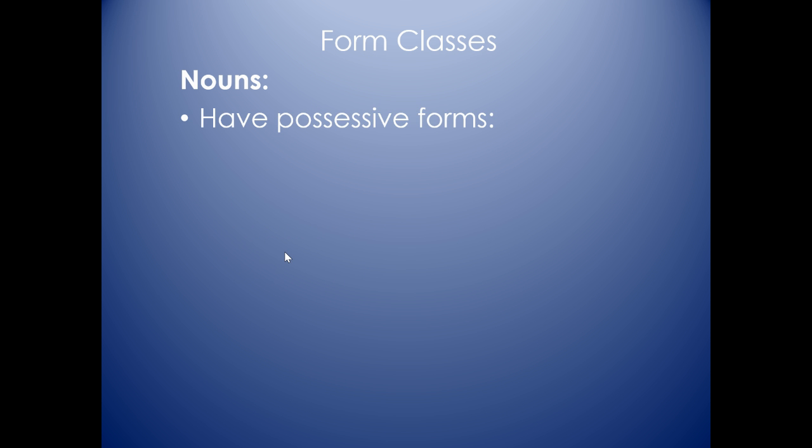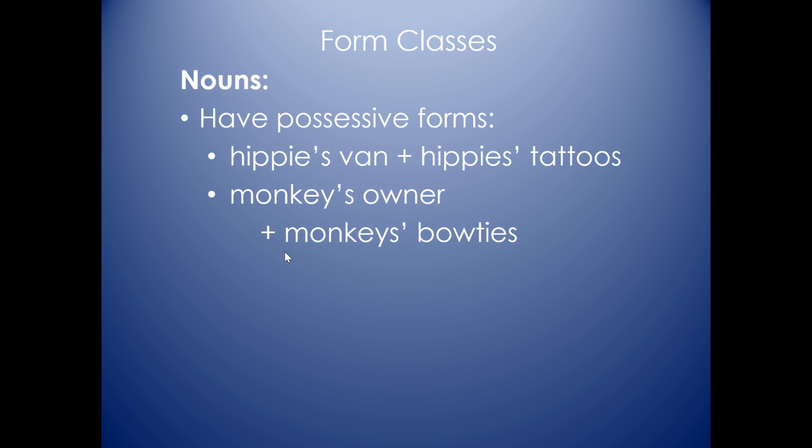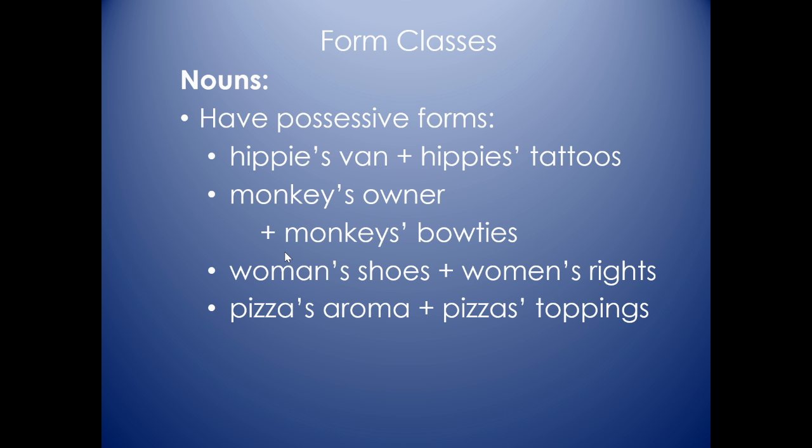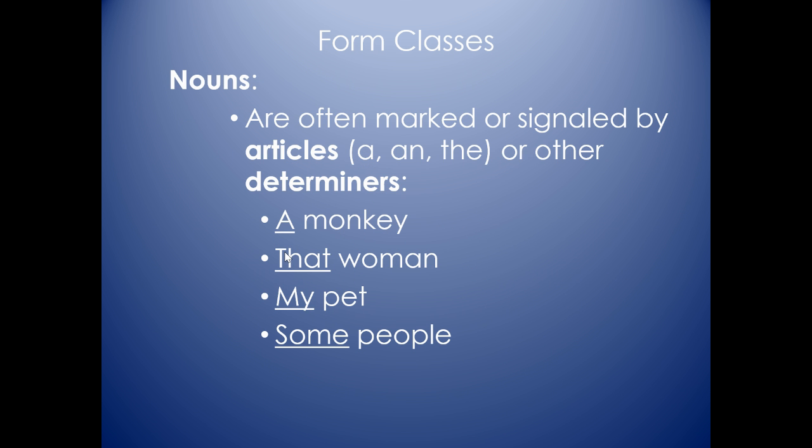They also have possessive forms. So both singular and plural possessive. The hippie's van, hippie's tattoos, monkey's owner, monkey's bow ties, woman's shoes, women's rights, pizza's aroma, pizza's toppings. We'll eventually get into apostrophes, but once again, something that we notice as linguists about nouns is the fact that they have possessive forms.